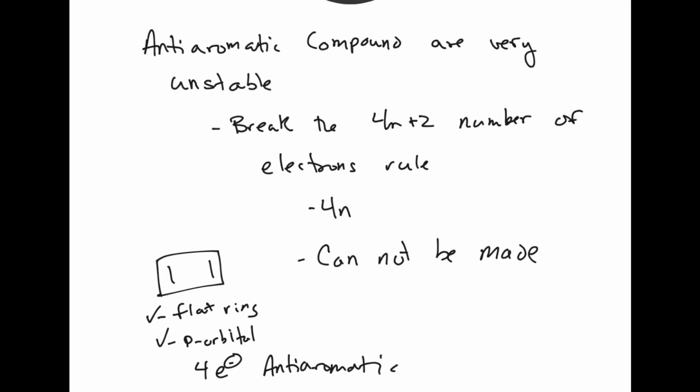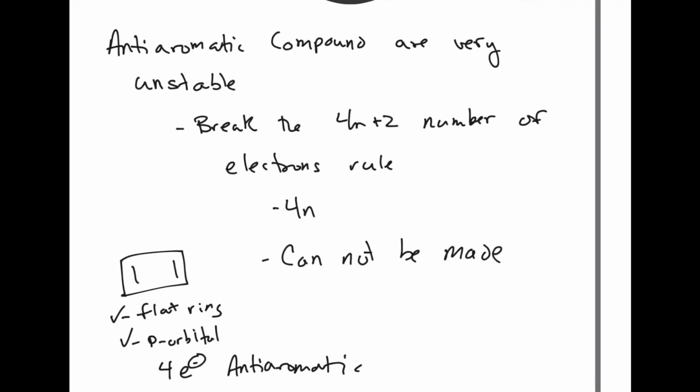So if you're flat, have a p orbital, and 4n plus 2, you're aromatic. If you're flat, have p orbitals on every atom, and have a 4n number of electrons, you're anti-aromatic. If you break either of the first two rules, either you're not a flat ring, or you don't have a p orbital on every atom, you are non-aromatic. So, non-aromatic compounds.